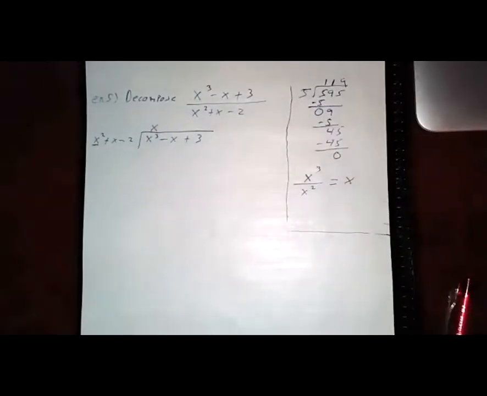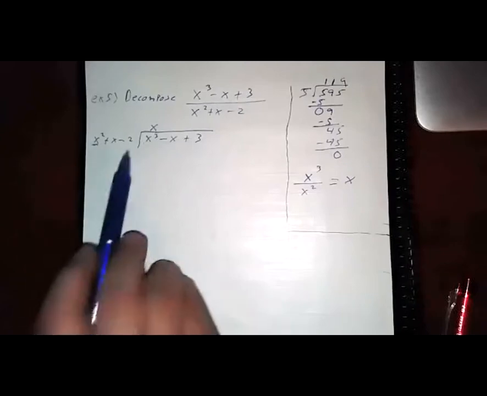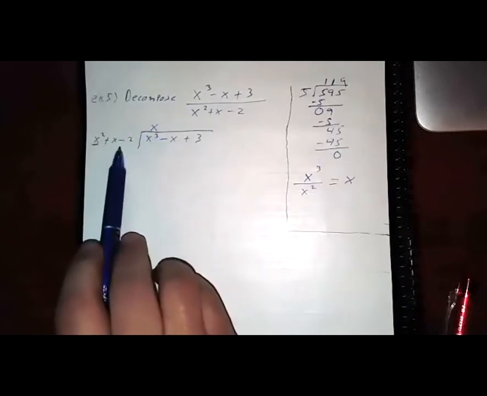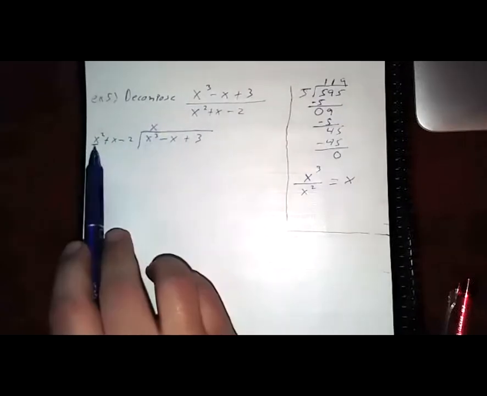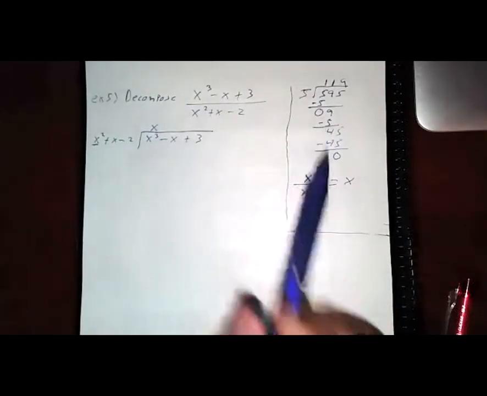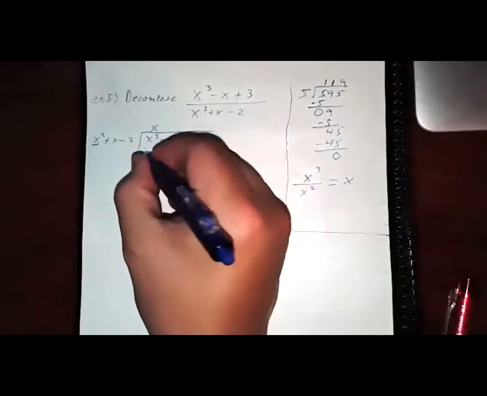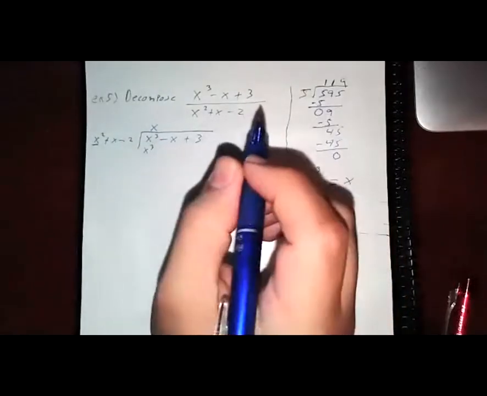Now, what is the next step? You gotta bring the x and the -2. Right, we multiply that. Yeah, we multiply the x times everything, right? That's what the pattern says. So x cubed. Oh shoot, I forgot one step.